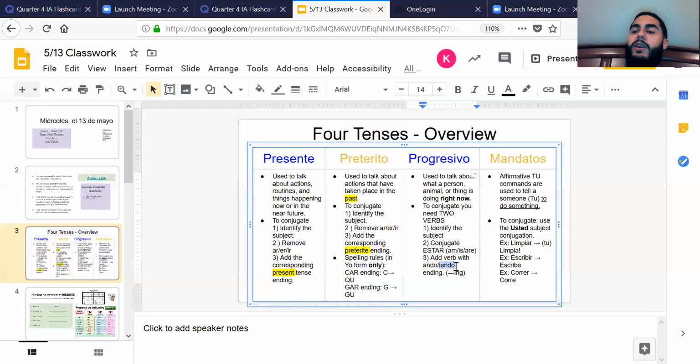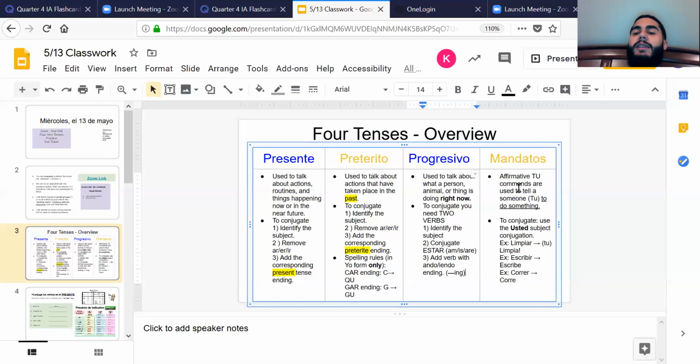Same thing applies with IR verbs. Escribir. If I wanted to do you are writing, or she, let's do she is writing, right? She is writing. Ella está, again, conjugate estar. Ella está escribiendo. Eliminate IR, add the yendo. Escribiendo. Okay?